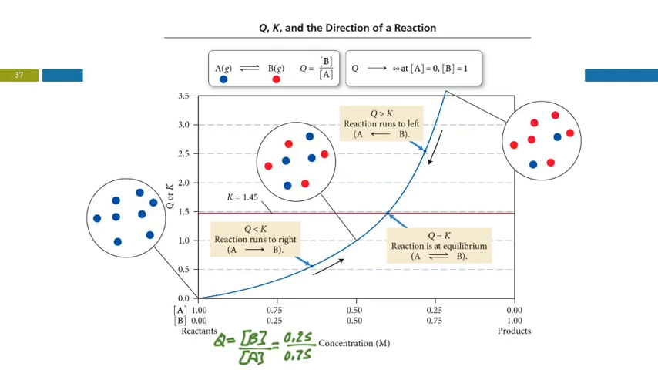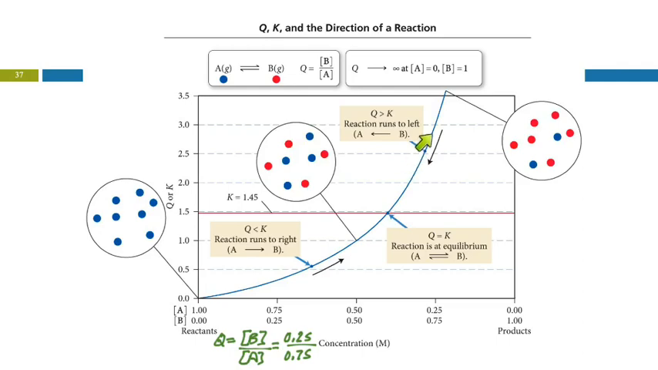So the usefulness of Q is we can compare Q to the known equilibrium constant and predict, is this reaction going to go forwards or backwards? So over here, when we calculate Q, we find out that Q is smaller than the equilibrium constant. So if Q is smaller, that means that the product concentrations are smaller than at equilibrium, the reactant concentrations are greater than at equilibrium. So if Q is less than K, that means the reaction is going to go forward. It's going to go to the right.